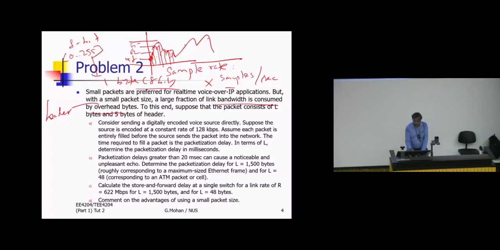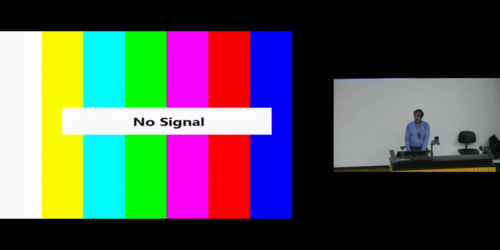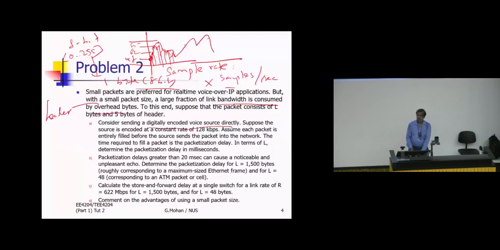Consider sending a digitally encoded voice source. This is something like you are encoding the voice signal. Suppose the source is encoded at the rate of 128 kilobits per second. Of course, you can translate it to the number of samples per second. One sample means, let's say, 8 bits, so you can easily calculate in bits per second. So this problem says that at the source, the voice data is generated at the rate of 128 kilobits per second, right? And we need to prepare the packet at the source.